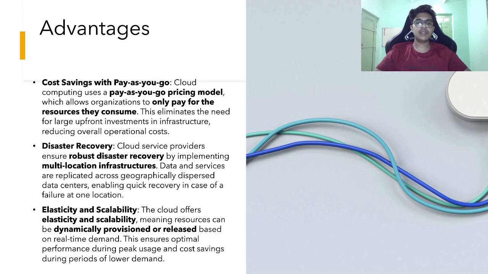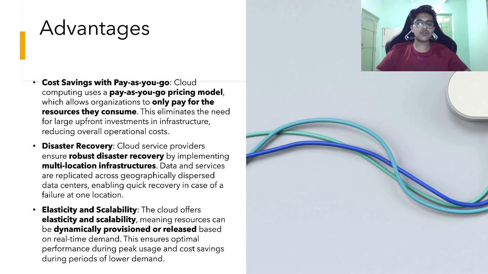Next one is disaster recovery. Cloud services provide and ensure robust disaster recovery by implementing multi-location infrastructures. Data and other services are replicated across geographically dispersed data centers, enabling quick recoverability in case of a failure at any one location. Next one is elasticity and scalability.